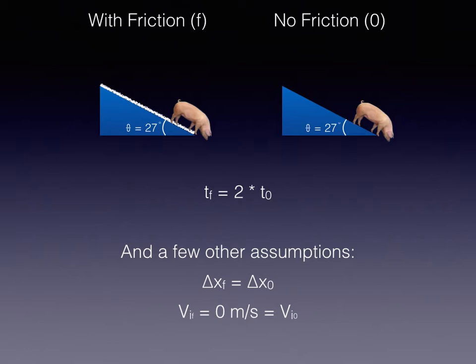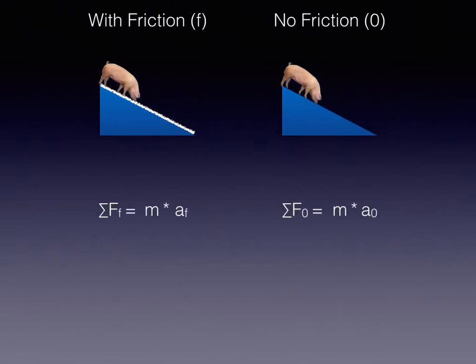Okay? So with these assumptions in mind, let's go ahead and make some statements about net force on each pig in each scenario. First of all, it's always true that the net force on the pig, whether on the friction slide or the non-friction slide, is going to be mass times acceleration. Notice the subscripts f and 0. That's Newton's second law. But it's also true that the net force on the pig in each circumstance is a function of a series of component forces that are adding up to give him that net force.